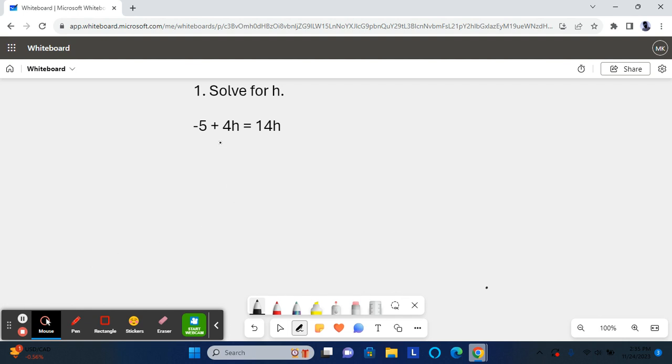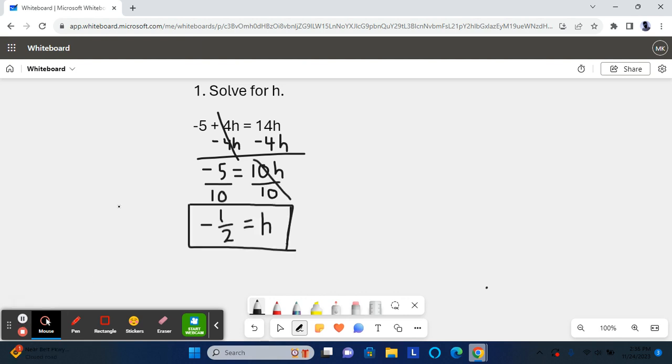To move positive 4h to the other side of the equation, I need to use inverse operations by subtracting 4h on both sides. And that gives us negative 5 equals 10h. And now we isolate the variable by dividing both sides by 10. This gives us negative 1/2 equals h. Let's move on to the next problem.